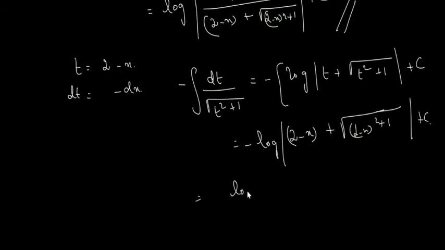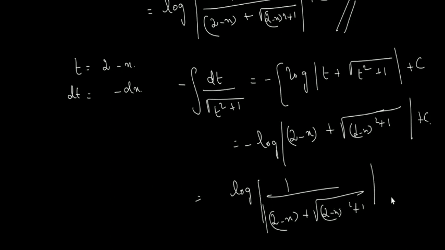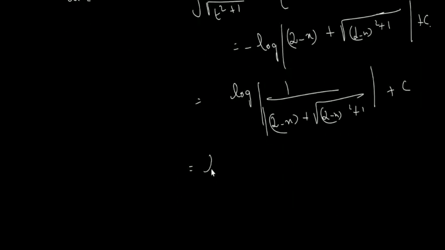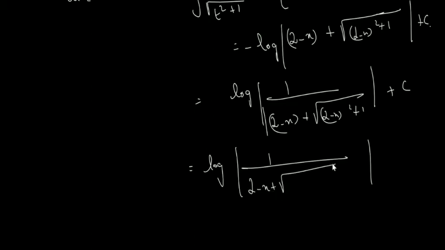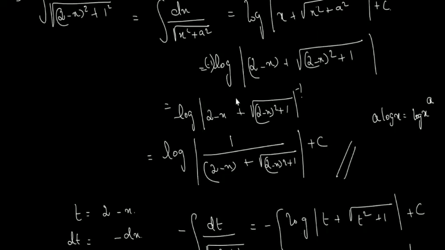So this is log, minus is there, it will become 1 by modulus of 2 minus x plus root of 2 minus x the whole square plus 1 plus c. You can expand this, so you can write this as log 1 by 2 minus x plus root of x square minus 4x plus 5. In the direct formula, if you apply, make sure that you are dividing by the coefficient of x.